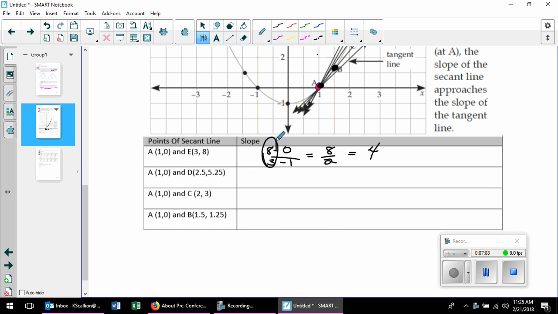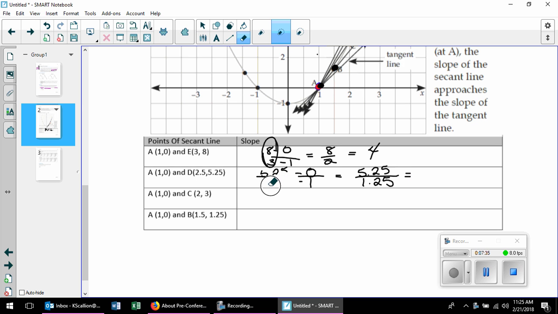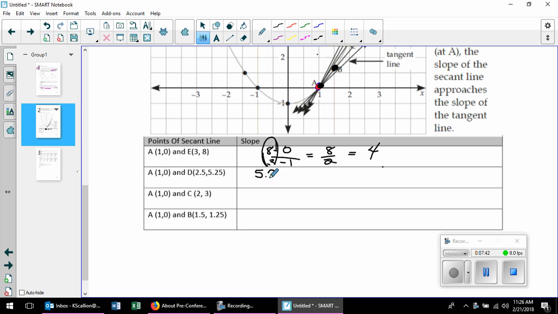All right, next one. So now I've got 5.25 minus 0 over 2.25 minus 1. So I've got 5.25 divided by 1.25. And that's going to give me... I'm just going to start from the beginning. 5.25 minus 0 over 2.5 minus 1. So 5.25 over 1.5. And I get 3.5.